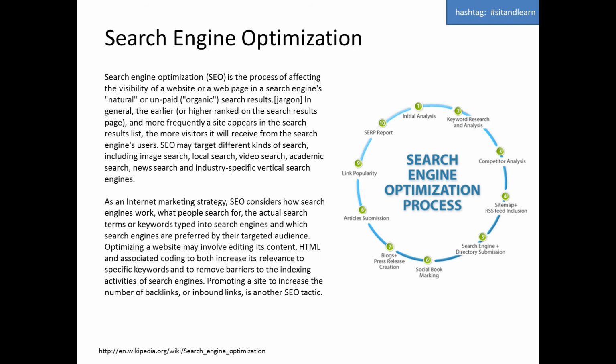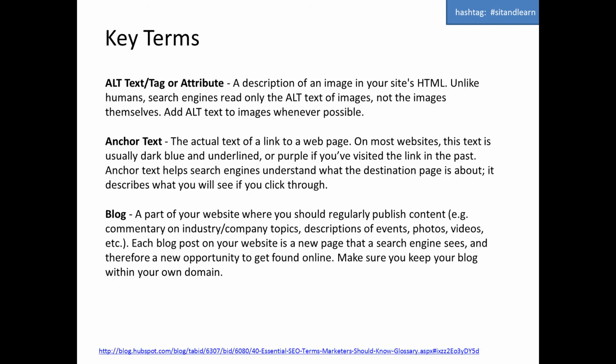So as an internet marketing strategy, SEO considers how search engines work, what people search for, and promoting a site to increase the number of backlinks and inbound links can also help. We're going to talk very clearly through what those actually are. So diving right in, I have a key term glossary. I think this is about 6 pages. I just want to walk through it. I don't want to read it to anybody. I just want to give my own little spin on this, but you can definitely read through it while I'm talking.